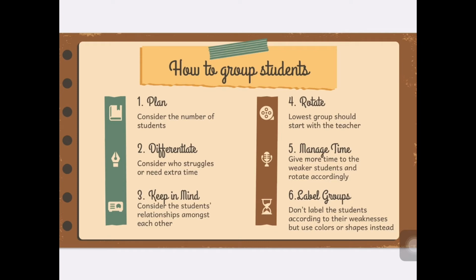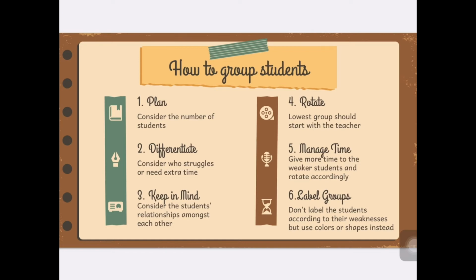The lowest group should start with the teacher, so teachers have more time with the slower students, and also the faster learning students can start other activities, and then at the end they can come and see you and just talk to you a little bit. Okay. 5, manage your time. Give more time to the weaker students and rotate accordingly, as I said before in number 4.